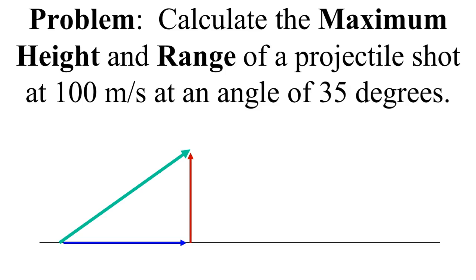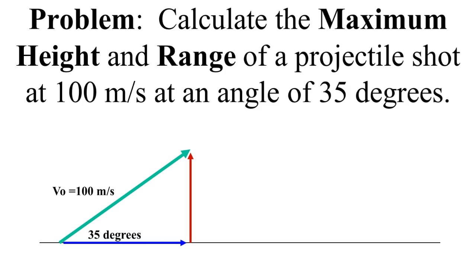To highlight why this works, we're trying to find the maximum height and the range. So that's the vertical distance and the horizontal distance of a projectile shot at 100 meters per second at an angle of 35 degrees. So I'm given 100 meters per second. That is not forward, that is not up or down, that is at an angle. So that means that our velocity is the hypotenuse. In order to find the other legs, we need to look at trigonometry. The other legs are going to represent our vertical and horizontal initial velocities.